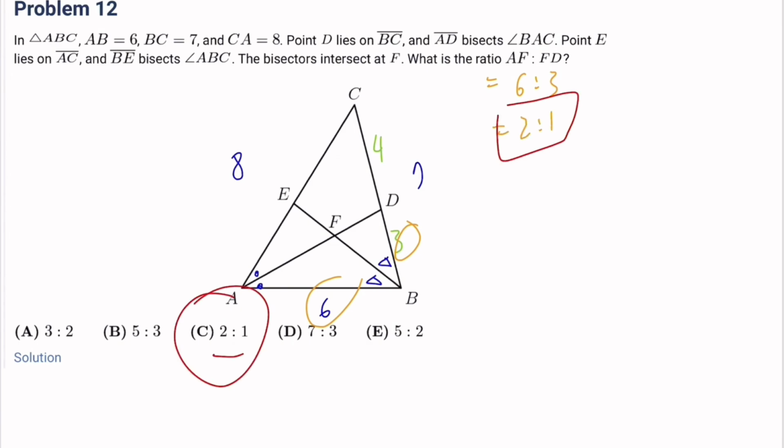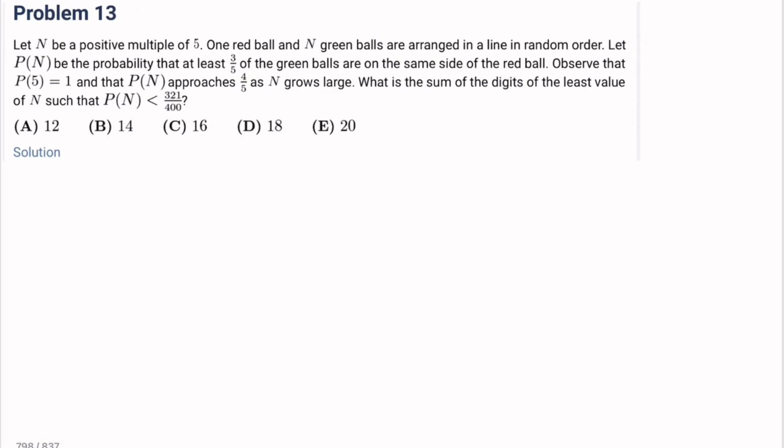It's C. Number 13, let n be a positive multiple of 5. 1 red ball and n green balls are arranged in a line in random order. Let Pn be the probability that at least 3 over 5 of the green balls are on the same side of the red ball. Observe that P5 equals 1 and Pn approaches 4 over 5 as n grows large. What's the sum of the digits of the least value of n such that Pn is less than 321 over 400? So let's try to visualize this.